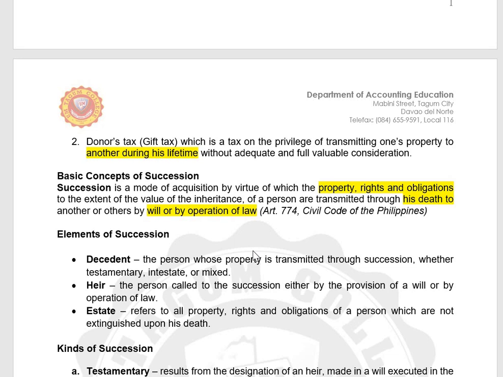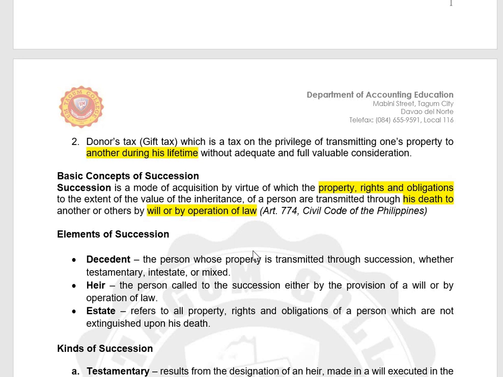So, what are the elements of succession? First is the decedent. The decedent is the general term applied to persons whose property is transmitted through succession, whether testamentary, meaning he left a will; intestate, meaning the decedent did not leave a will, walang last will and testament; or mixed, meaning both testamentary and intestate succession.